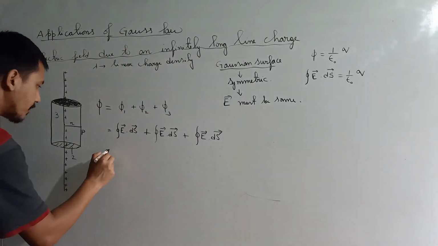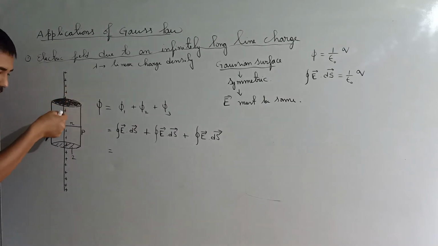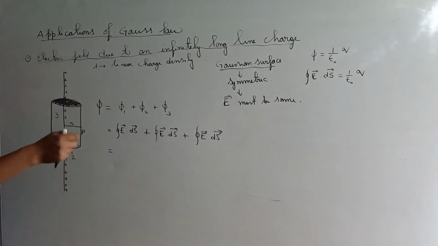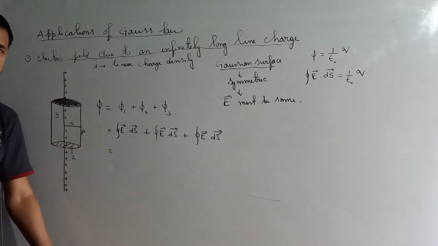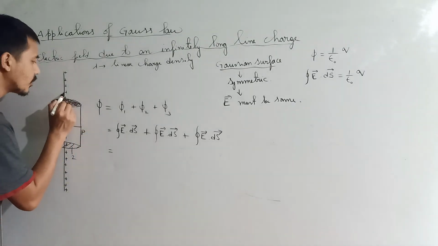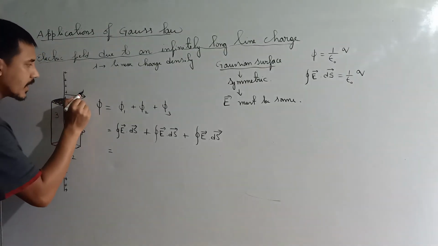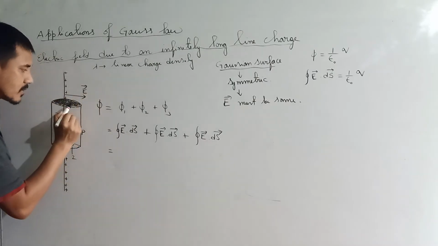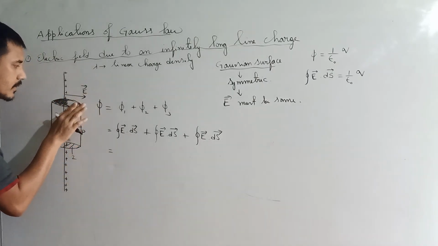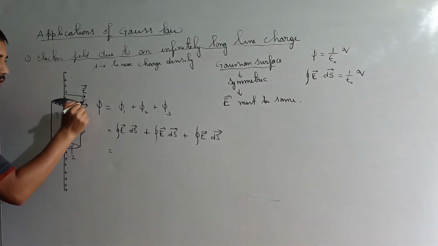Now see, this line carries a positive charge, and for a positive charge, what is the direction of the electric field? Radially outwards. Electric field acts radially outwards, right? So the electric field acts radially outwards like this. This is your electric field, correct?